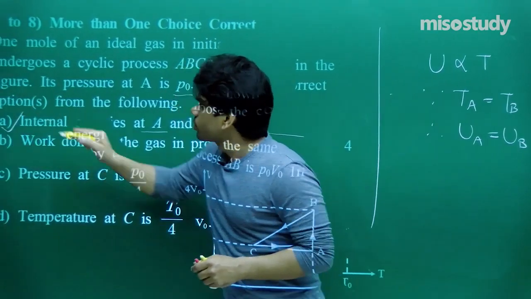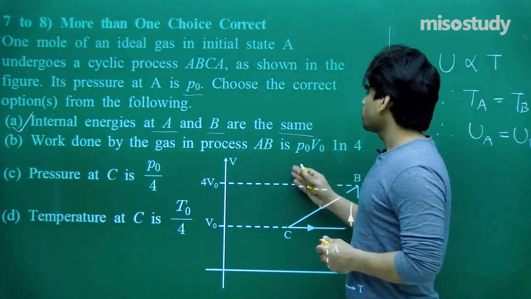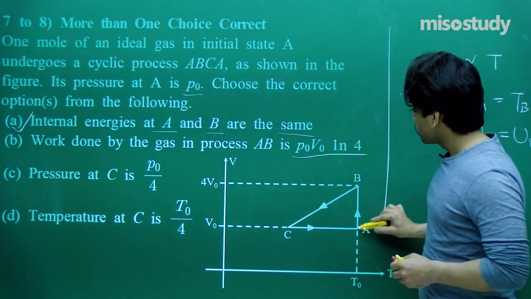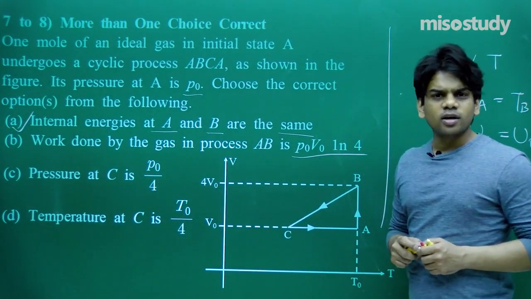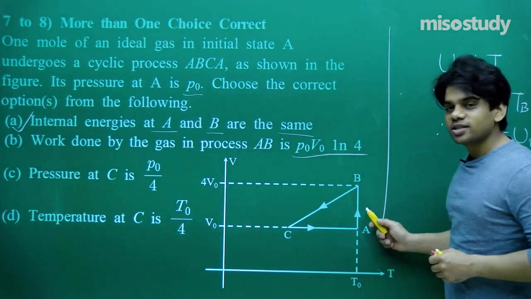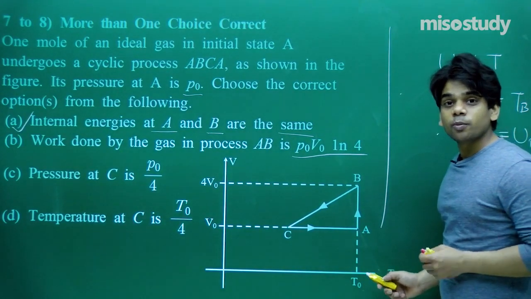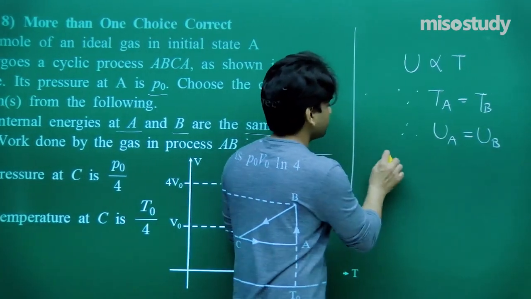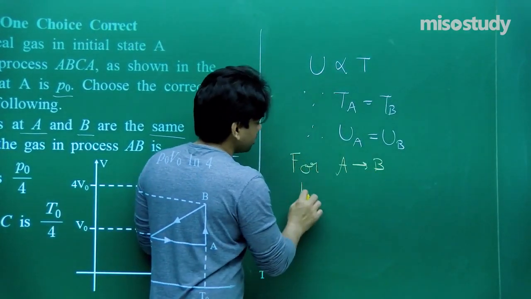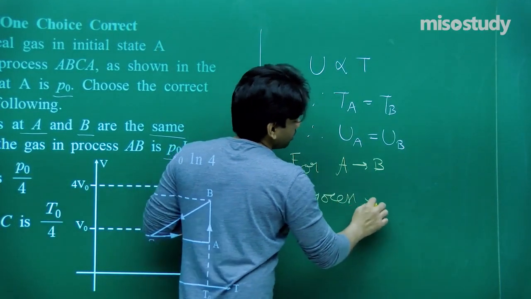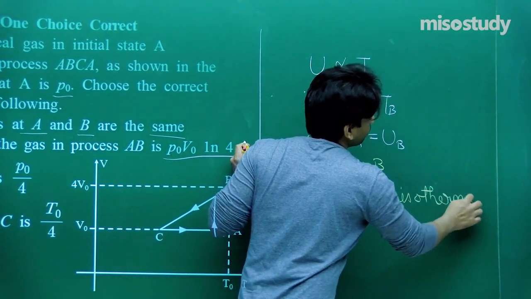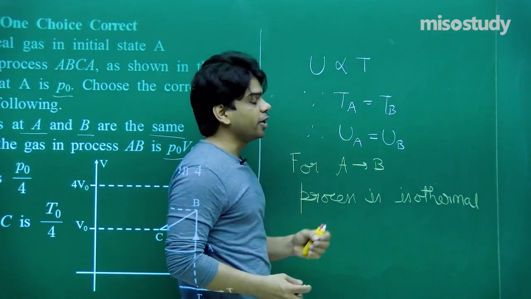Yes, it is the same. B, work done by the gas in process AB is P0 V0 ln 4. Let us evaluate the work done in the process AB. First of all, you see for AB, what is happening? The temperature is constant. It's an isothermal process. So for A to B, the process is isothermal. That is what we can identify.